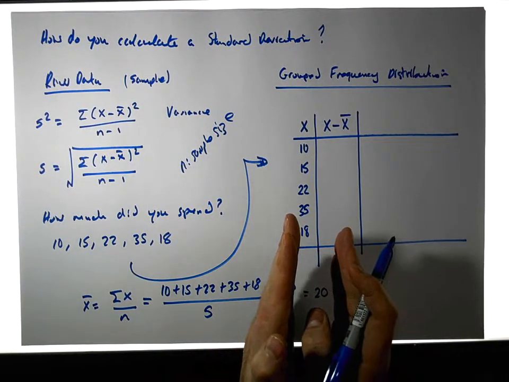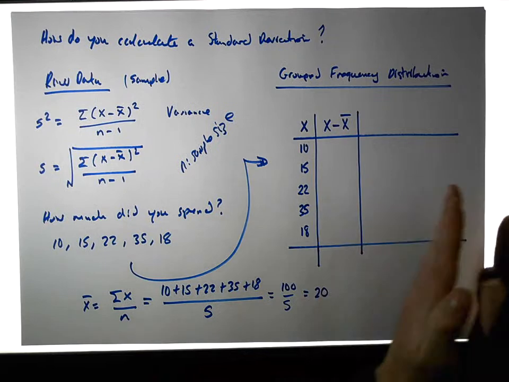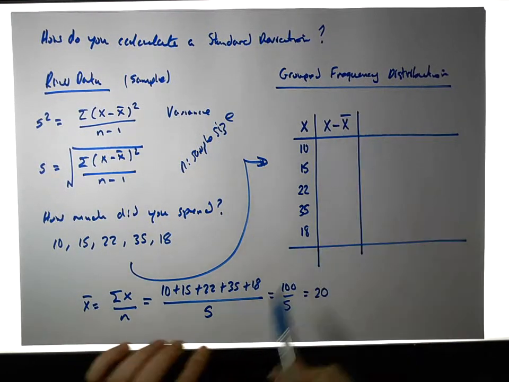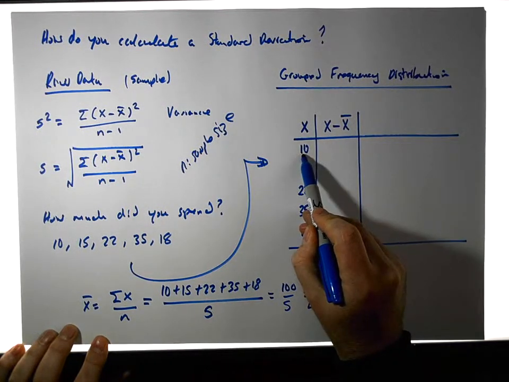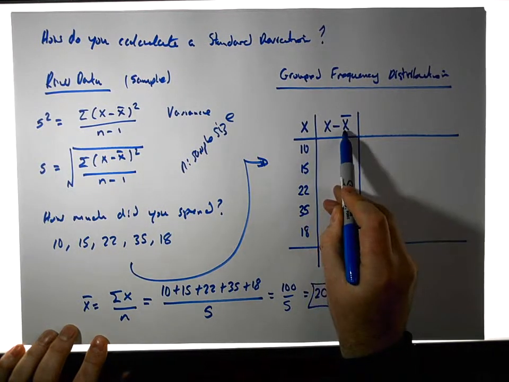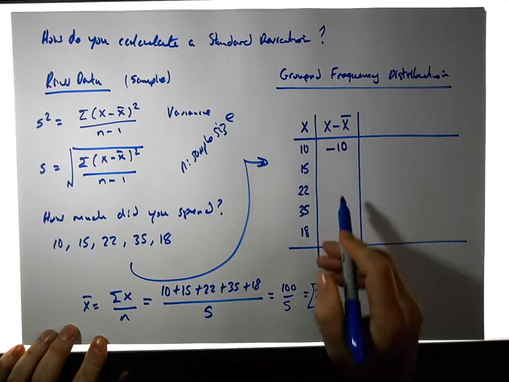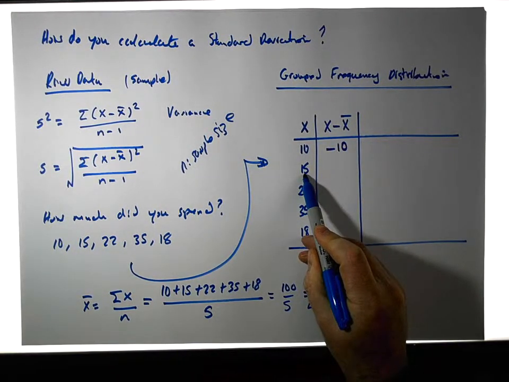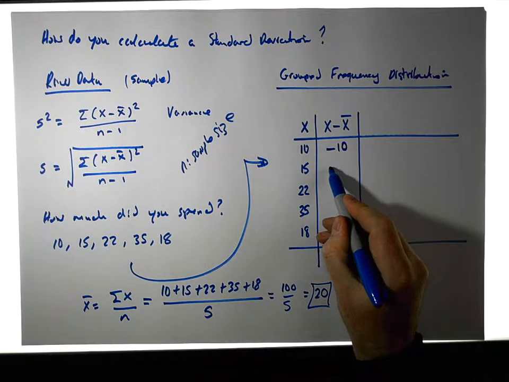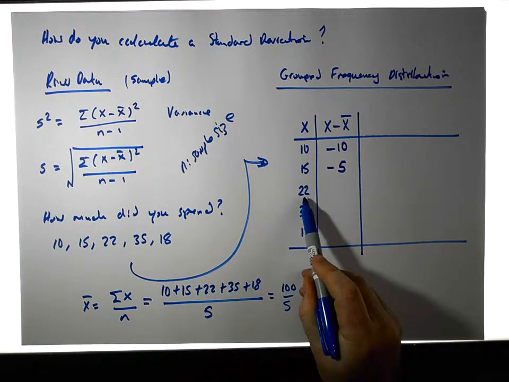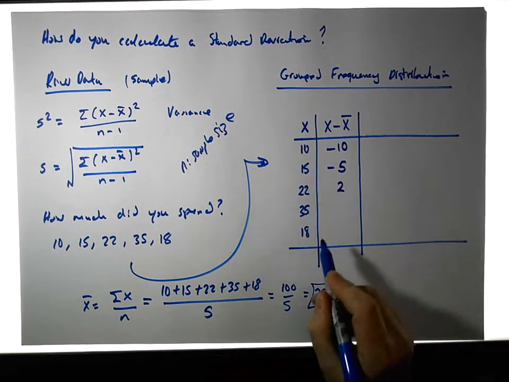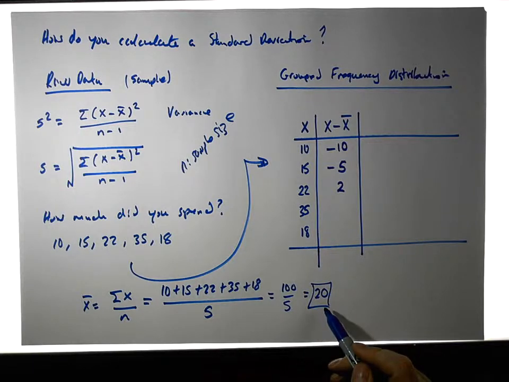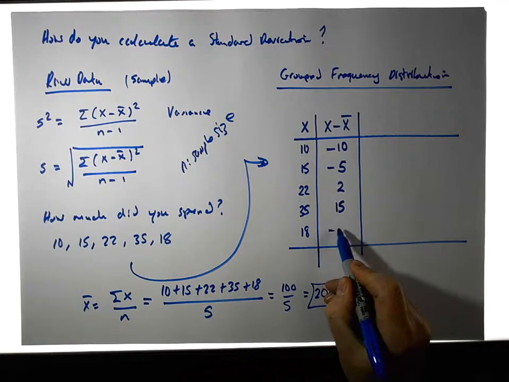If you want to calculate the standard deviation for a sample, your table is always going to look something like this. Don't forget, X bar is 20 and it doesn't change. My first X is 10, and I take away X bar, so 10 minus 20 gives us minus 10. The next X is 15, take away 20, which gives us minus 5. The next X is 22, take away 20, which gives us 2. Then 35 minus 20 gives us 15, and 18 minus 20 gives us minus 2.